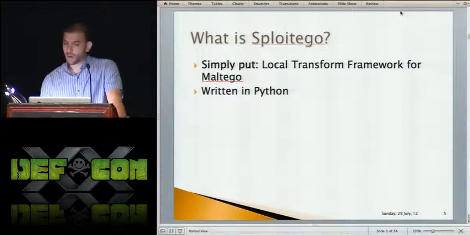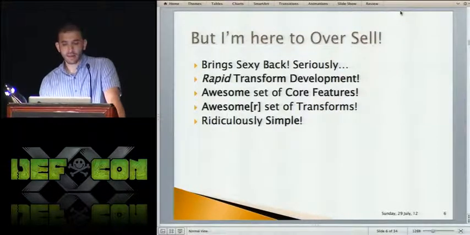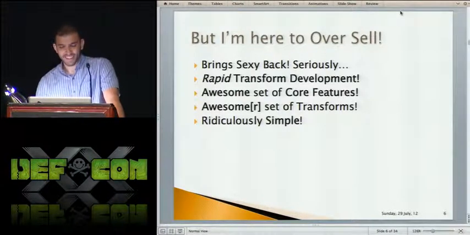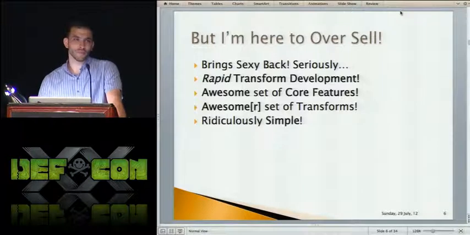So as I said, what is Sploitego? It's a local transform framework for Maltego. I wrote it in Python. But I'm here to oversell it. Andrew was telling me I was underselling it the whole conference, so I'm going to make my best effort to sell this. So it brings sexy back. Seriously. It's a rapid transform development framework. It's got some awesome set of core features.